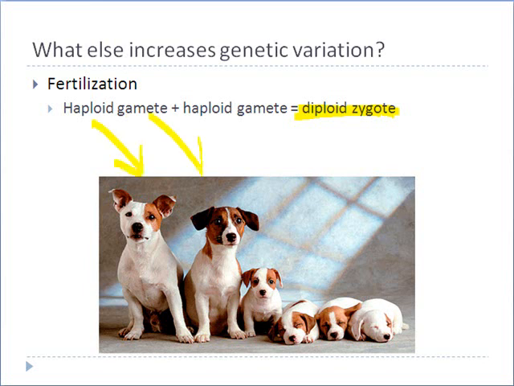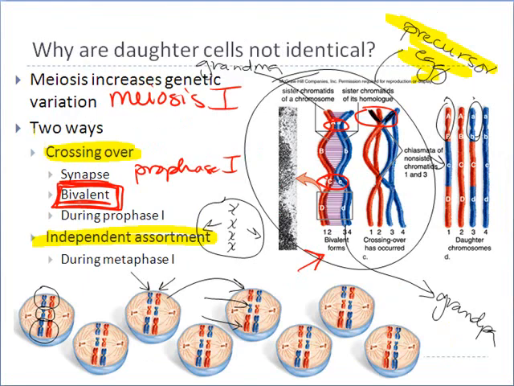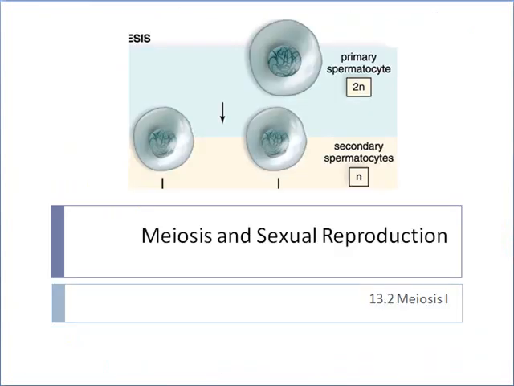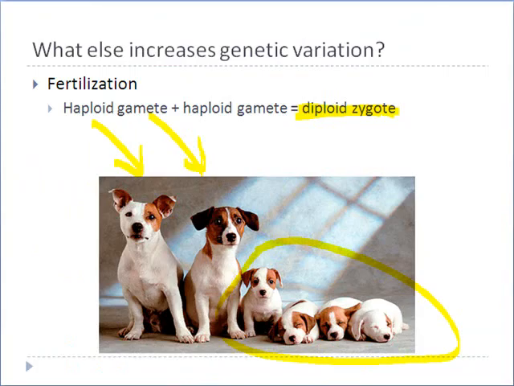This picture out of your book's a great one. Here's mom and dad, and if you look at their 4 offspring puppies, none of the puppies are exactly identical. They all have slightly different markings. The reason for that is there was a different egg and a different sperm cell that united to create each of those puppies, and with each of those different egg and sperm cells, there were different crossing over and independent assortment events that occurred that led to the overall variation between the siblings.